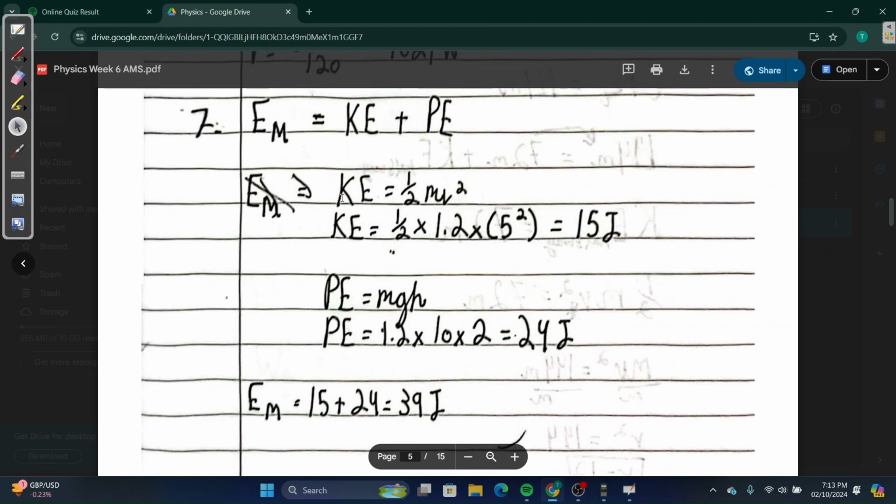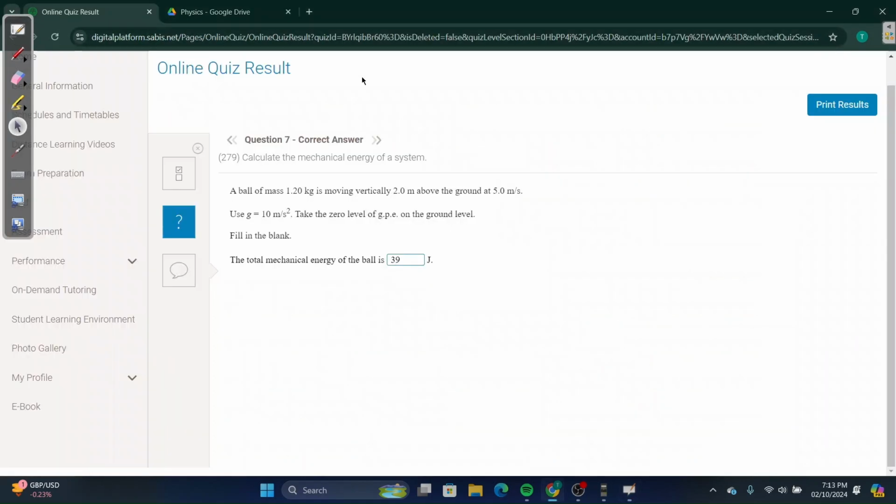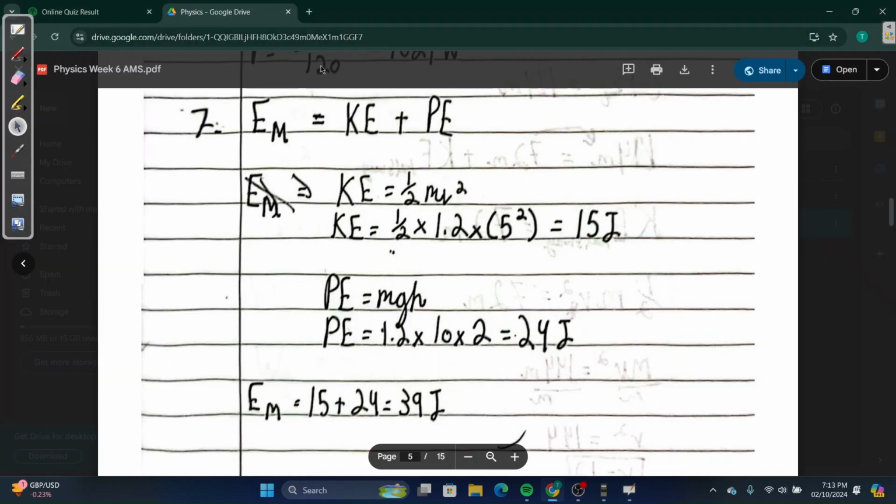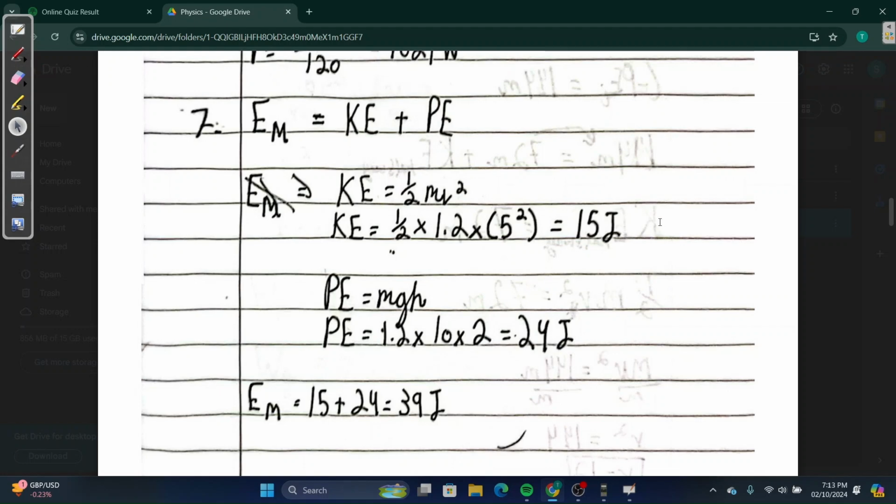Now we find the kinetic energy, which is half mv squared. So half of the mass, which is 1.2, times the velocity, which is given as 5, 5 squared. That's going to equal 15 joules.